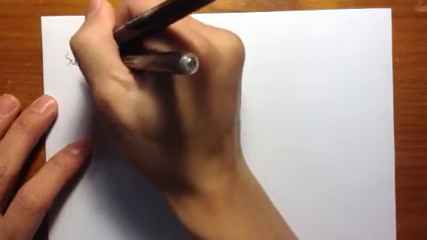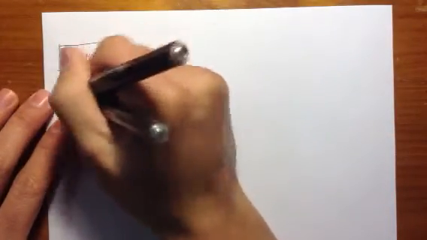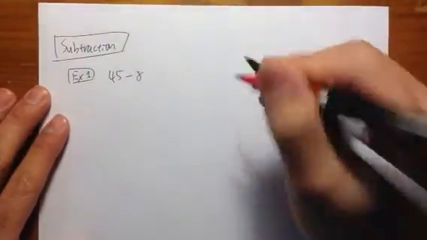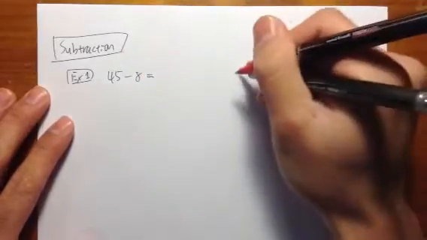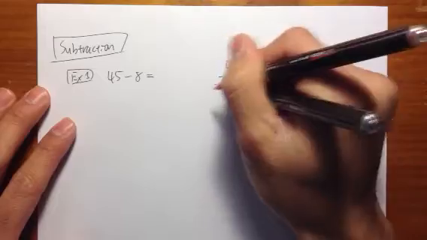Okay, next we're going to talk about the algorithms for subtraction. So, let me just do some examples. Example number 1. Let's say I have 45 minus 8. So it's very similar to addition. I'm going to just write down 45 minus 8.